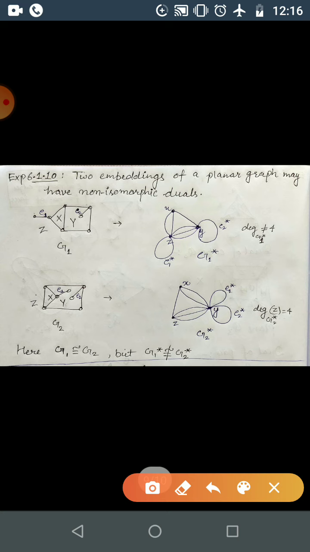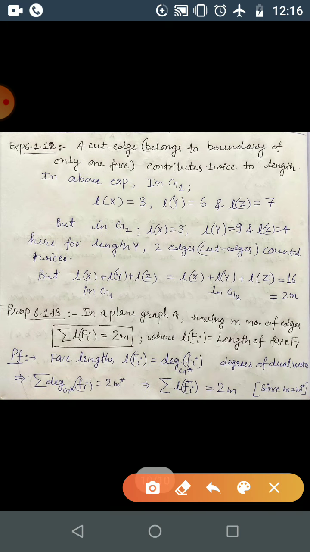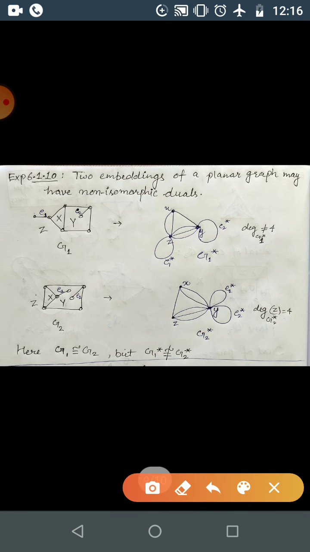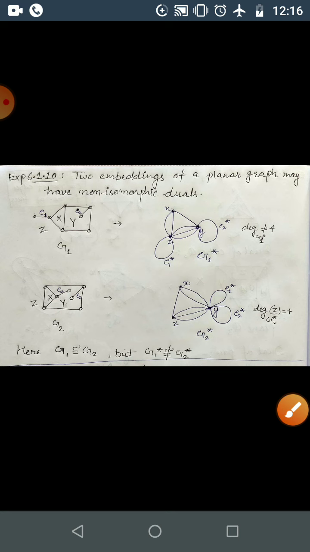So the length of z is 2 for this one, and twice for this one, because we need a closed walk. So you can just start with this one and this one. That gives you the number 7. Similarly, in case of G2, the length of x is 3, the length of y is 9, and the length of z is 4. So the length of z is just this one, correct. You can count these edges, and these will give you the length of z.